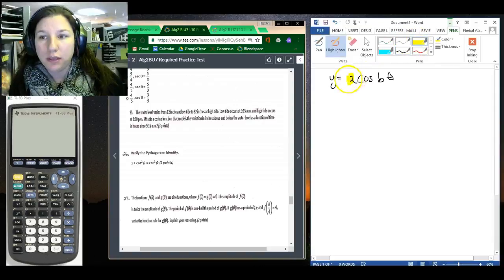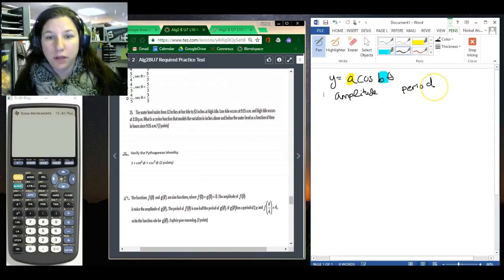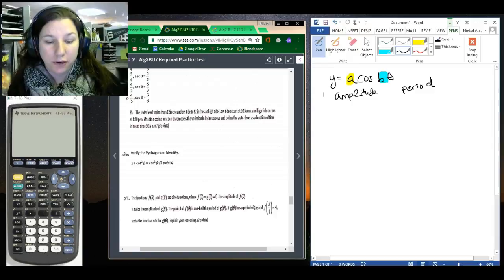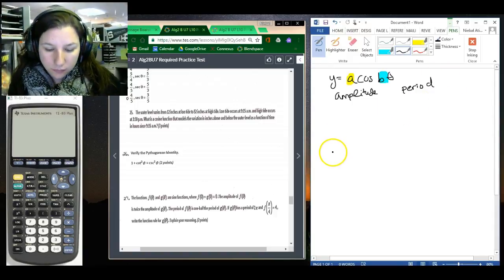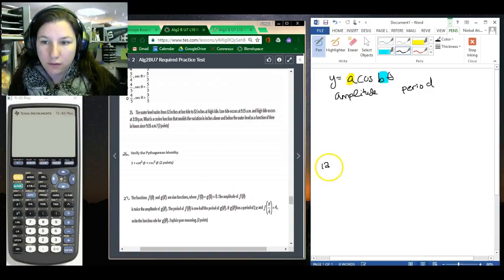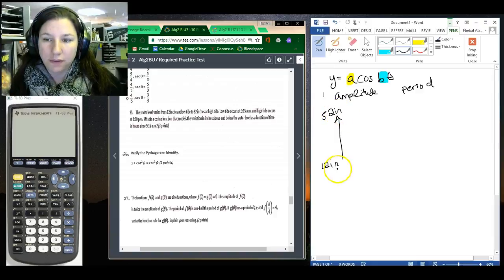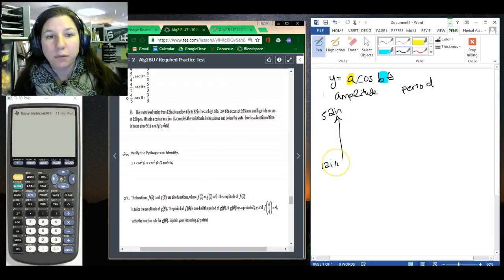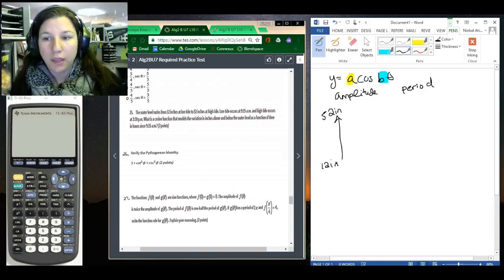So that means I need two things. I need an amplitude and I need B, which I can find from the period. So let's take care of the amplitude first. It tells you that the water level is rising from 12 inches at low tide to 52 inches at high tide. Okay, so the amplitude is that distance between them. So we do 52 minus 12.